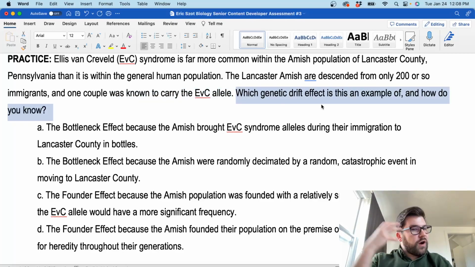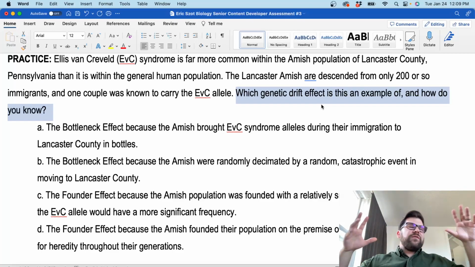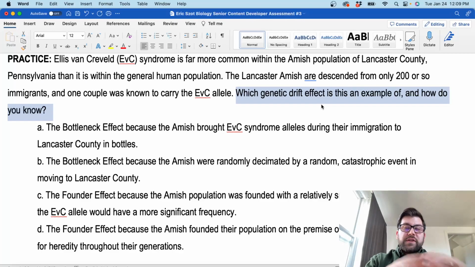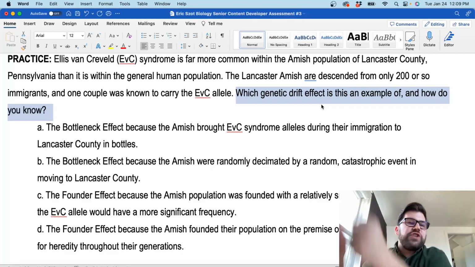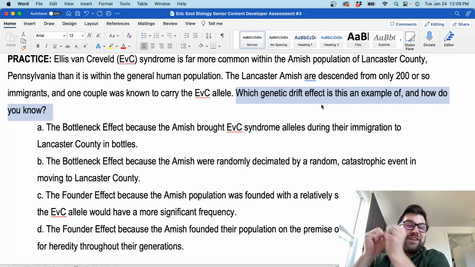Which effect? We're already thinking founder effect. But how do we know? Right, so not the bottleneck effect, since nothing randomly catastrophic is happening here. We're really just seeing some movement, going to go make a new gene pool. It's not gene flow, right? We're going to go make a new one.